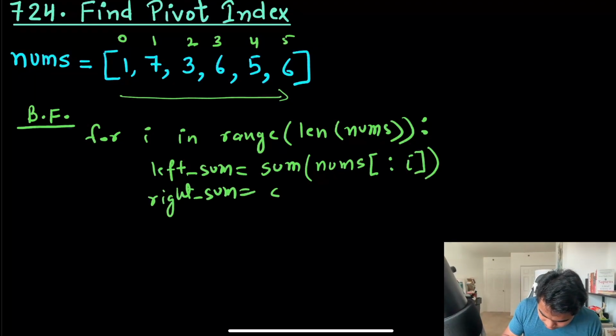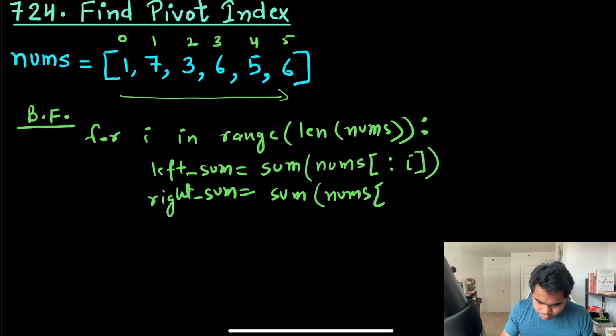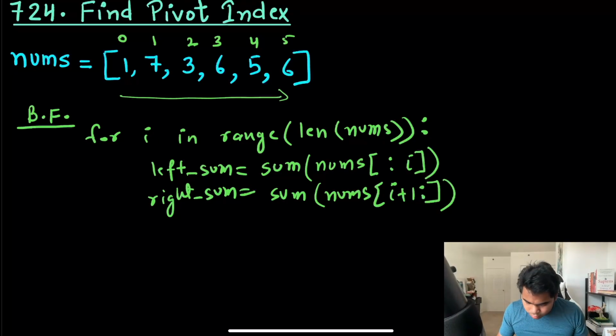And for right sum, I will say sum of nums from where to where? From i plus 1, because I don't want to include i, till the end. So you can just leave this empty. I'm talking about Python here. In other languages, you can find out how you're going to do that. Or you could use two different small for loops to calculate the left side sum and right side sum. But remember that you are not including the i, okay?